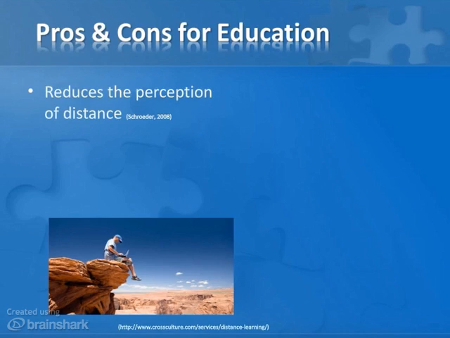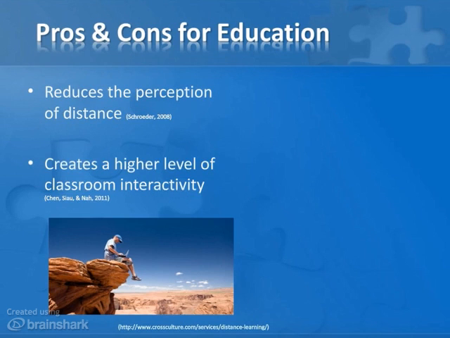According to Schroeder, web conferencing may be instrumental in improving learning and communication between instructors and students by reducing the perception of distance. Chien, Xiao, and Na in their 2011 research state that in interactive instructional sessions, students in a web conferencing learning environment experienced a higher level of classroom interactivity than those in a face-to-face classroom environment. Also, students experienced higher perceived learning and satisfaction.